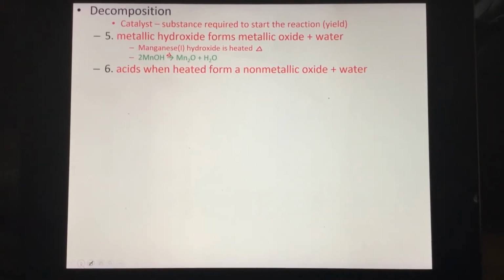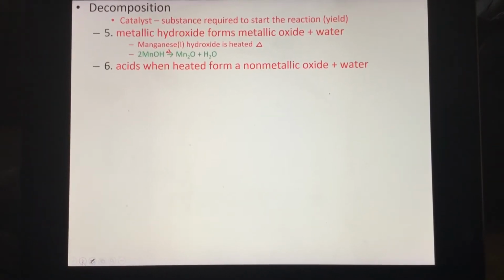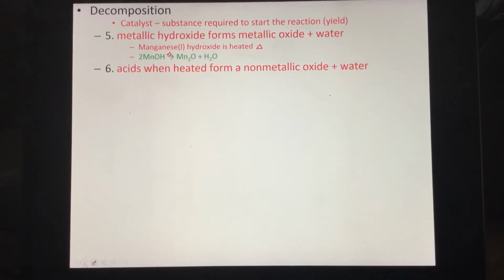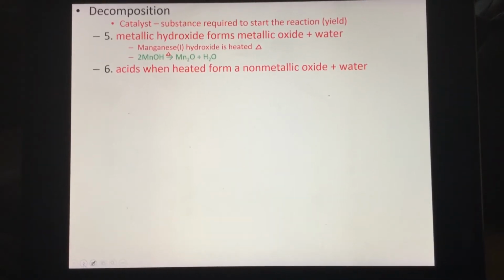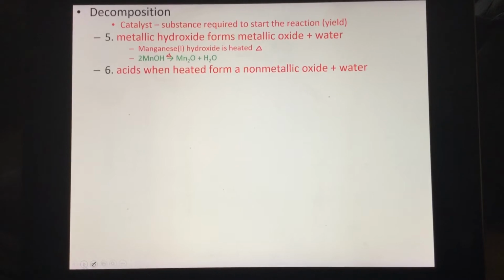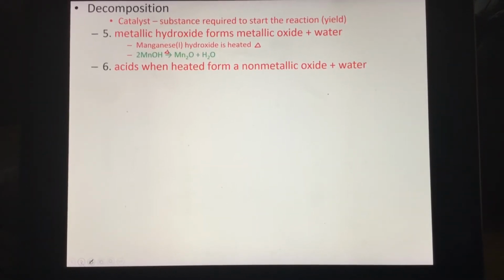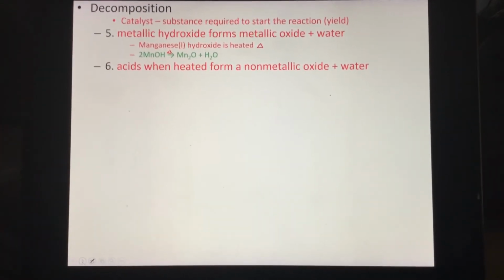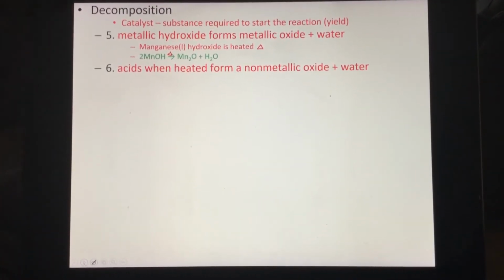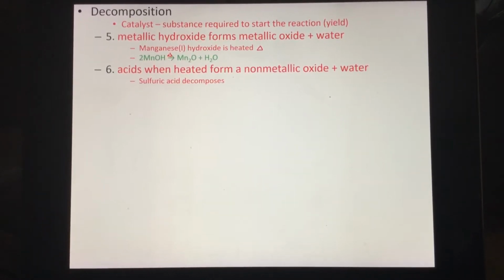The next one also should look familiar to you from yesterday's notes. If we take that third synthesis reaction and flip it around, we've got this next decomposition reaction where we take an acid, and when it's heated, again, the heat is the catalyst, it's going to form a non-metallic oxide and water. So again, we're just flipping around that third synthesis reaction from yesterday. So here we have sulfuric acid decomposes.